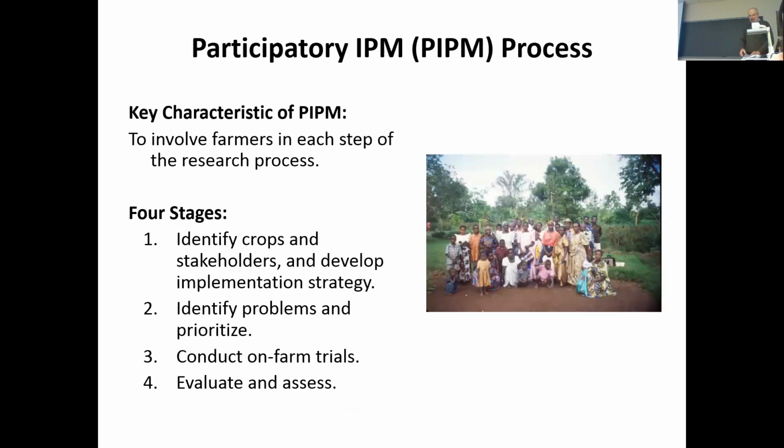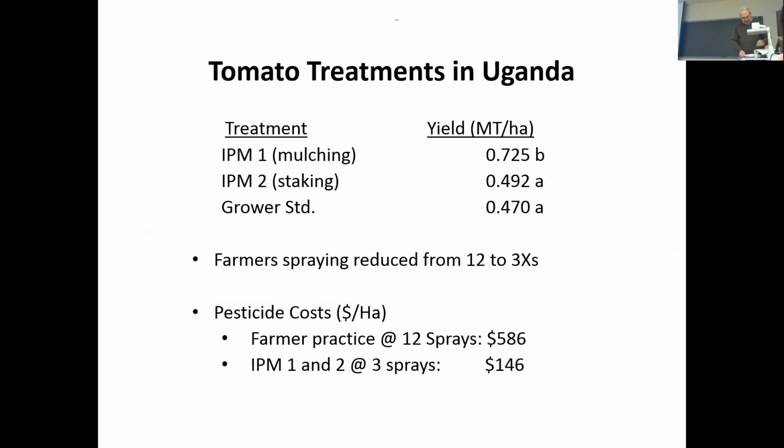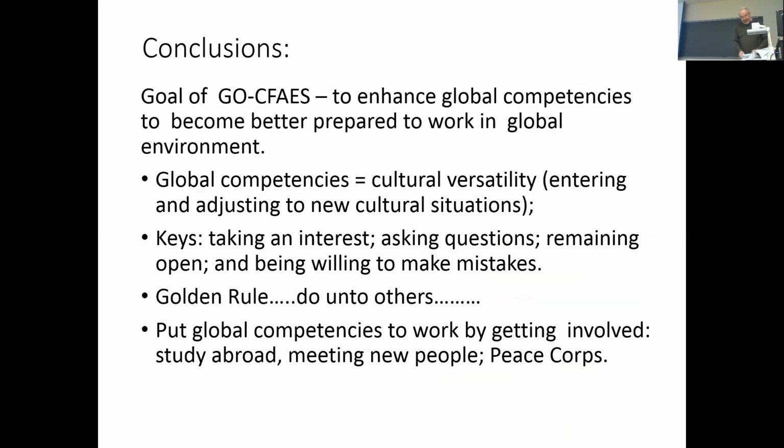Okay. And this is, I know Kelly's probably gone over a lot of these things with you, but the goal of the Global Option Program is to enhance your global competencies and to make you better prepared to work and live in this global environment. And that's very good. But I see several of those competencies, when I looked over them, that could be encompassed in what I call this notion of cultural versatility, the ease of entering and adjusting to new cultural situations. By the way, on cross-cultural training, a lot of major corporations invest a lot of money in it.